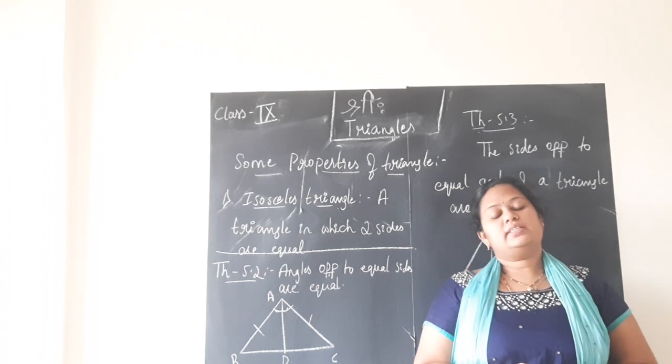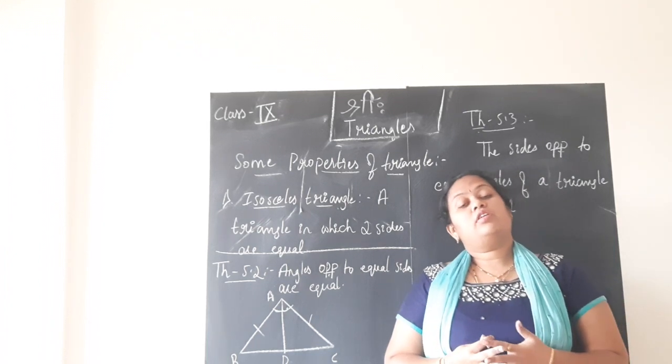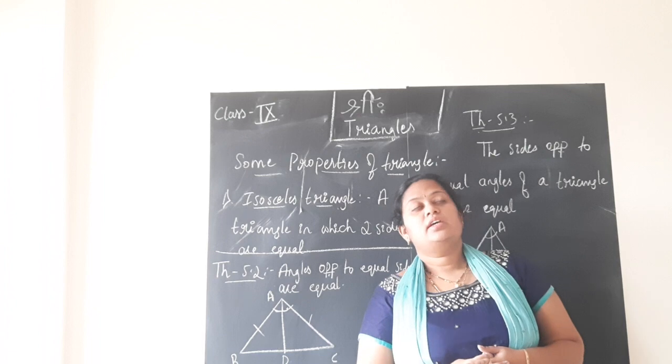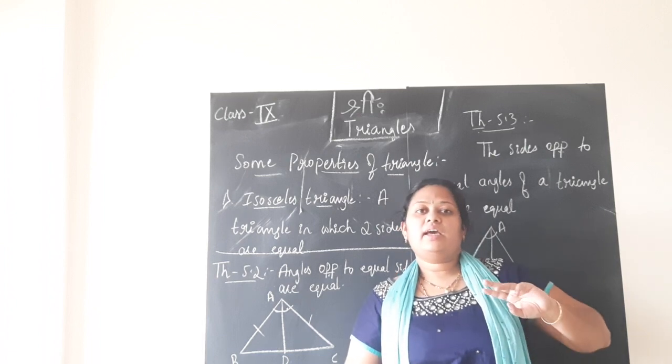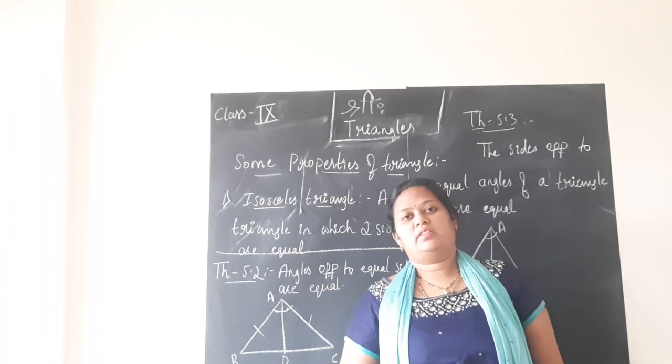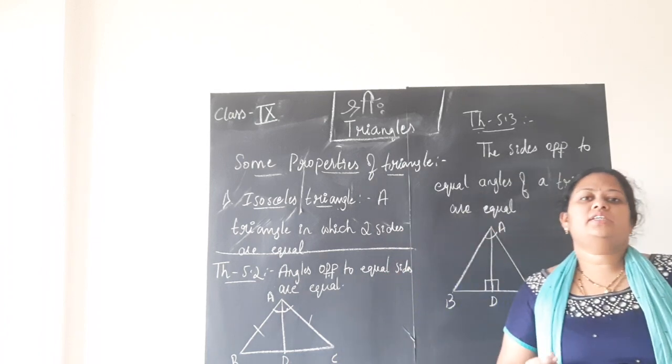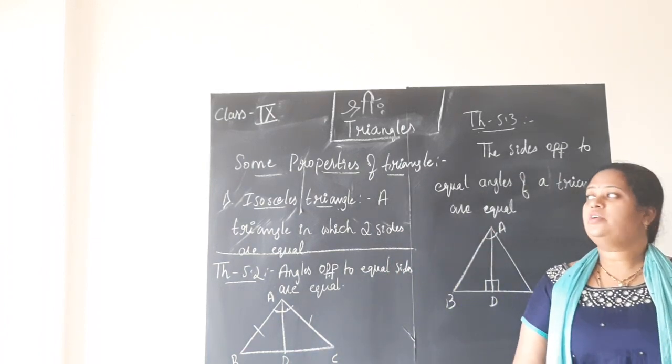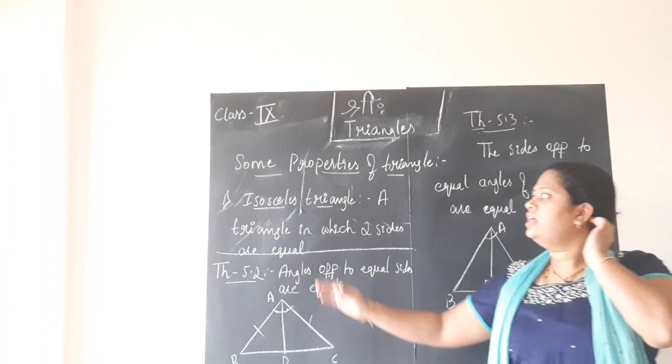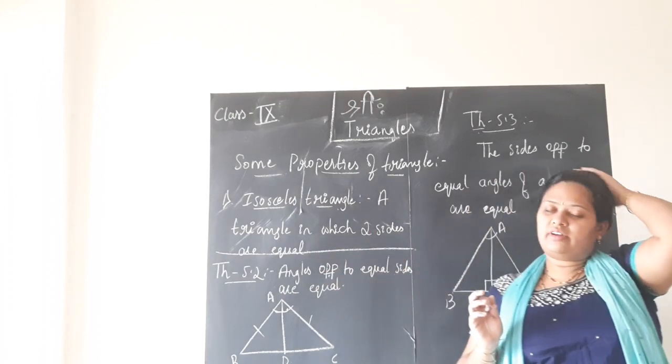In the previous session, we discussed some criteria for congruency of triangles. That was ASA congruency and SAS congruency, and we also solved exercise 5.1. In today's session, we shall continue with the lesson and learn some properties of the triangle.